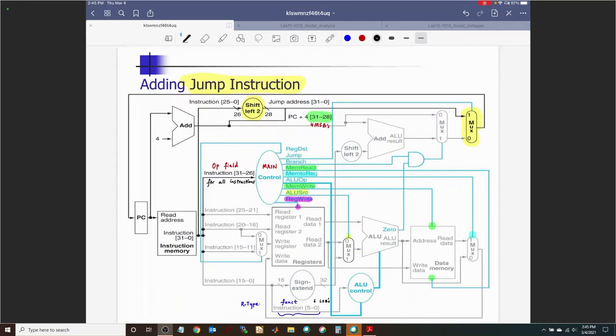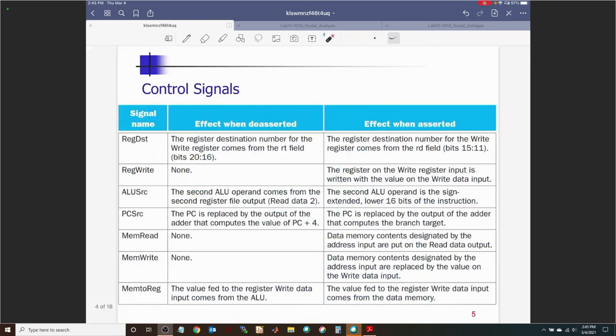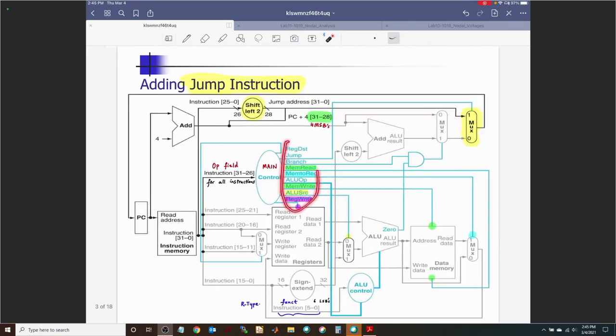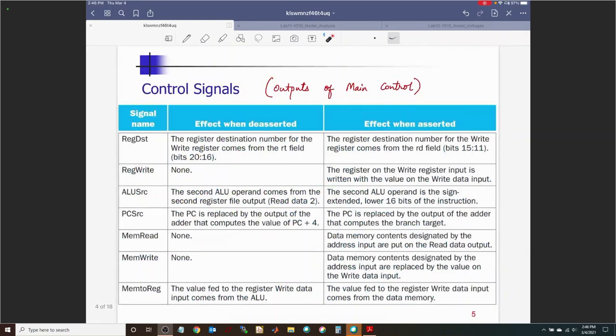All right, let's move on. Now let's talk about the control signals that are coming out of the main control unit, right? So I can say this is outputs of main control. So there is register destination, register write, ALU source, and all that. So these are all of them, but not all of them. Most of these guys over here. So what is their purpose? So let's talk about a few of them. Other things are sort of repetitive from the data path.